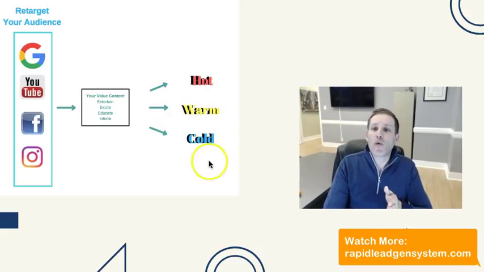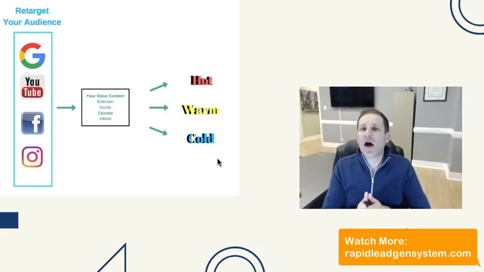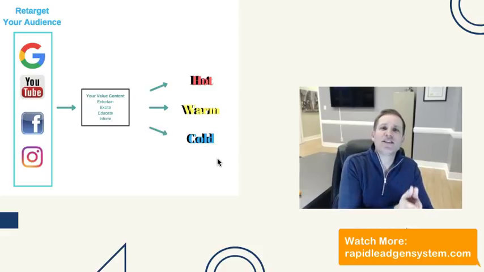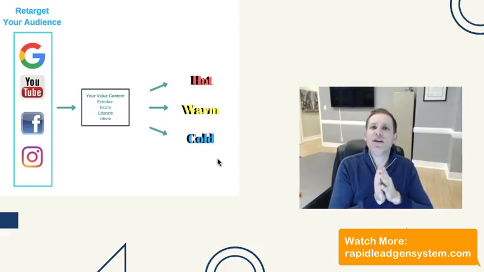Could be hot, warm, or cold. Somebody coming in hot has familiarity with your brand. They've consumed a lot of your content. They've watched some of your videos. Maybe they've interacted with you with comments. They are hot. They are very likely to want to do business with you.